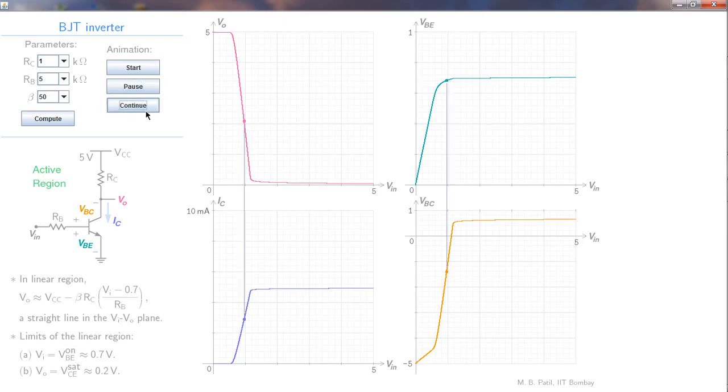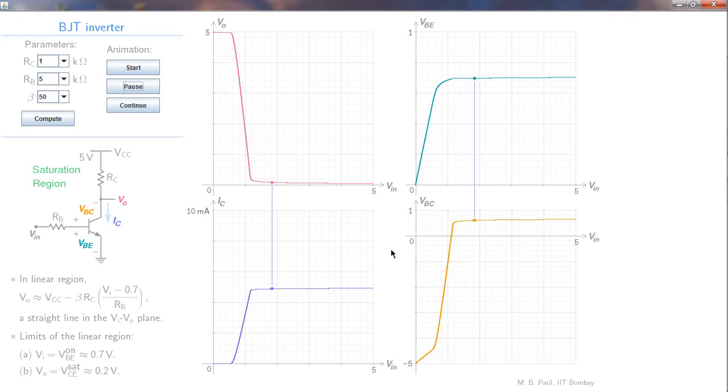Let us continue. At this point we enter the saturation region. VO has become equal to VCE sat because the transistor has entered saturation. VCE sat is like 0.2 volts or smaller, and that is what we see here. IC has reached its maximum value, and that is 5 volts minus about 0.2 volts divided by RC, which is 1K. So that is about 4.8 milliamps.